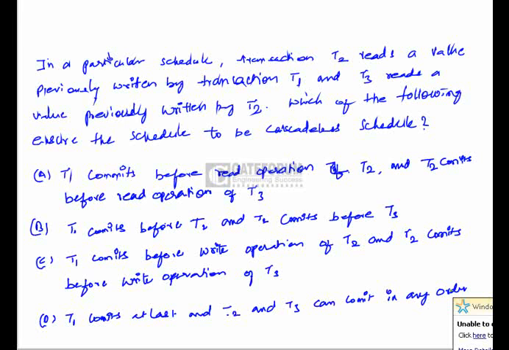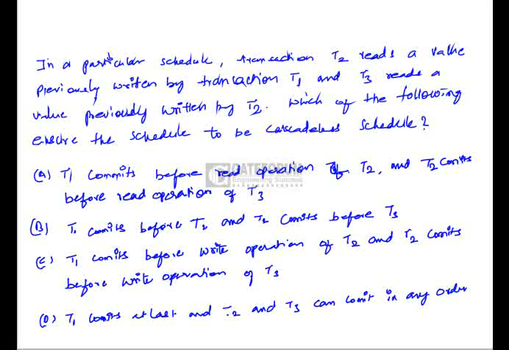In a particular schedule, transaction T2 reads a value previously written by T1 and T3 reads a value previously written by T2. Which of the following ensures the schedule to be a cascadeless schedule? For the schedule to be cascadeless, if T2 reads the data item written by T1, then the read operation of T2 must be after the commit operation of T1. Then only the schedule will be cascadeless.